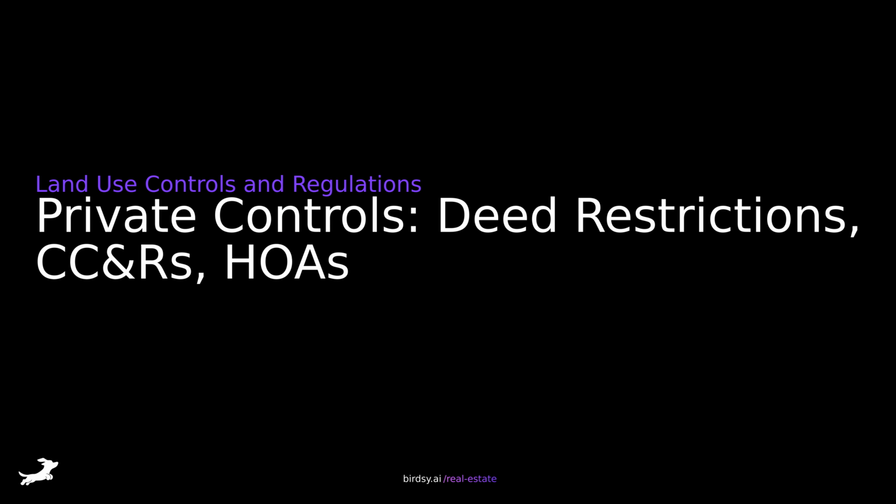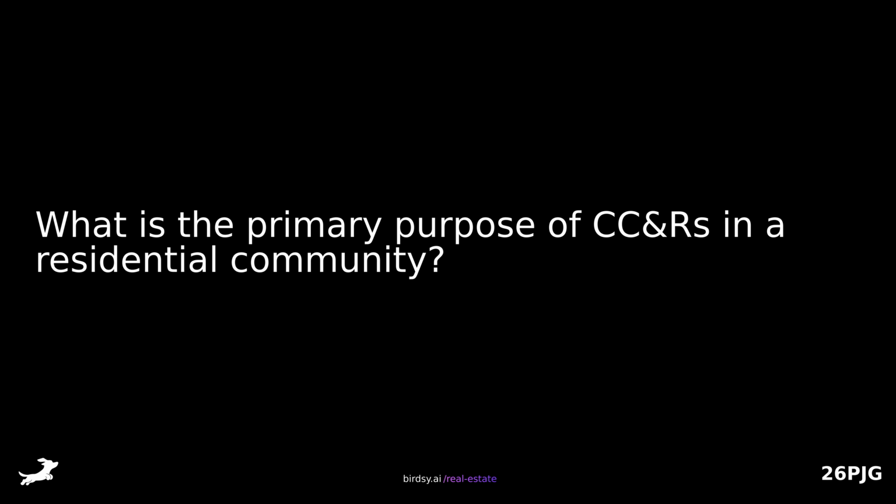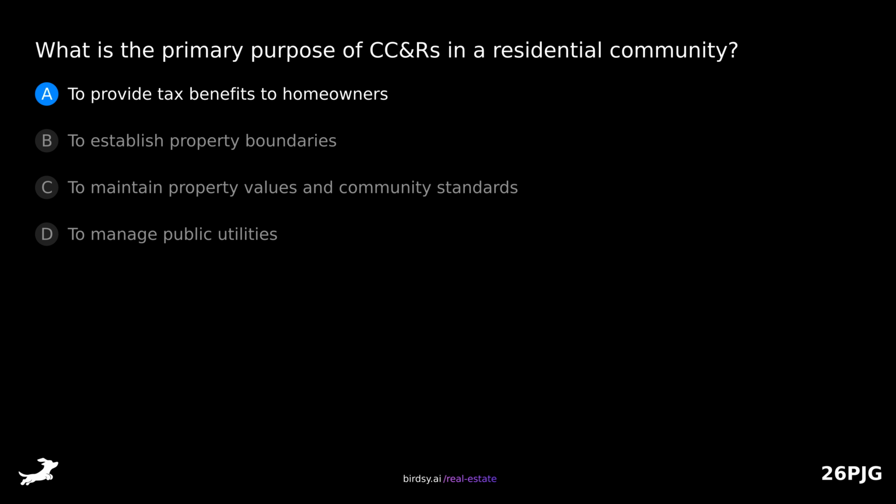Private controls: deed restrictions, CC&Rs, HOAs. What is the primary purpose of CC&Rs in a residential community? Is it A, to provide tax benefits to homeowners, B, to establish property boundaries, C, to maintain property values and community standards, or D, to manage public utilities? The answer is C, to maintain property values and community standards.